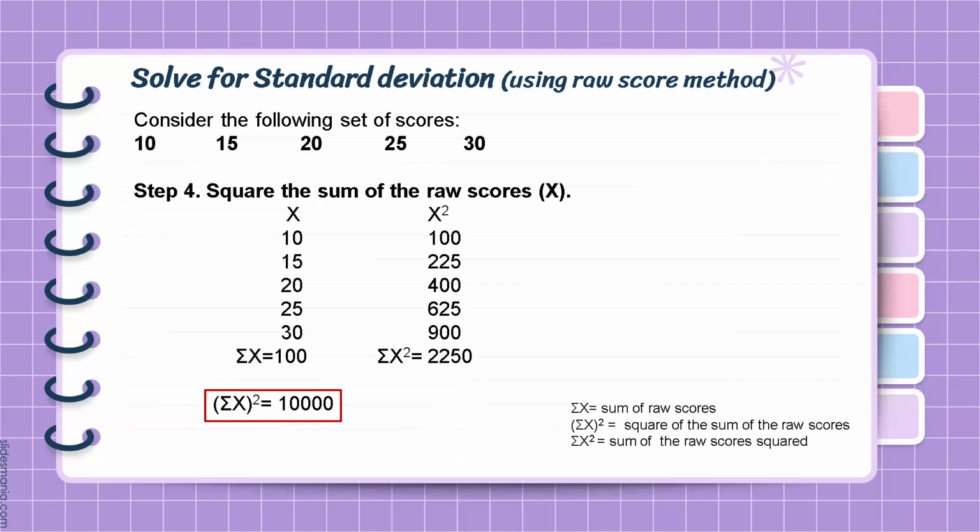Step 4, square the sum of the raw scores. So the sum of our raw scores is 100. So 100 squared is equal to 10,000.